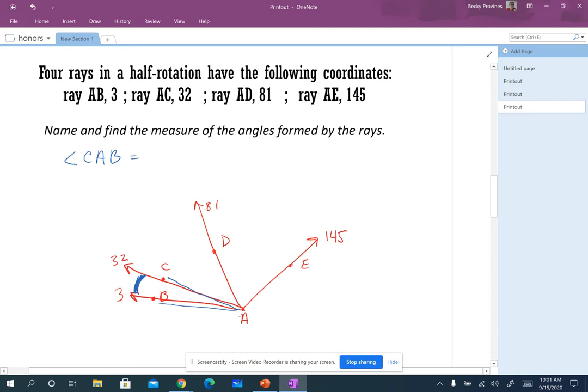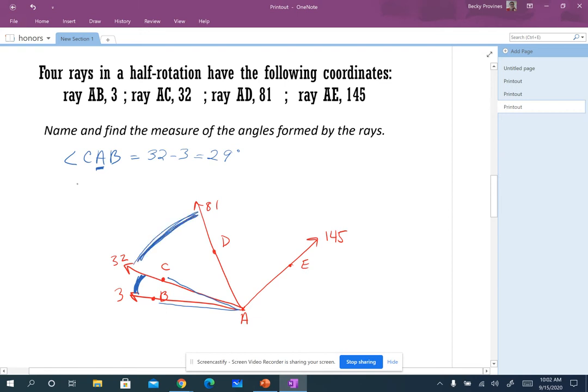Remember, when naming angles, the vertex has to be the middle letter. So every time you see this, the middle letter should be A, which is your vertex. To get my answer, I'm just going to take 32 minus 3 to get 29 degrees. Easy enough. Okay, let's find the name and measure of this angle.